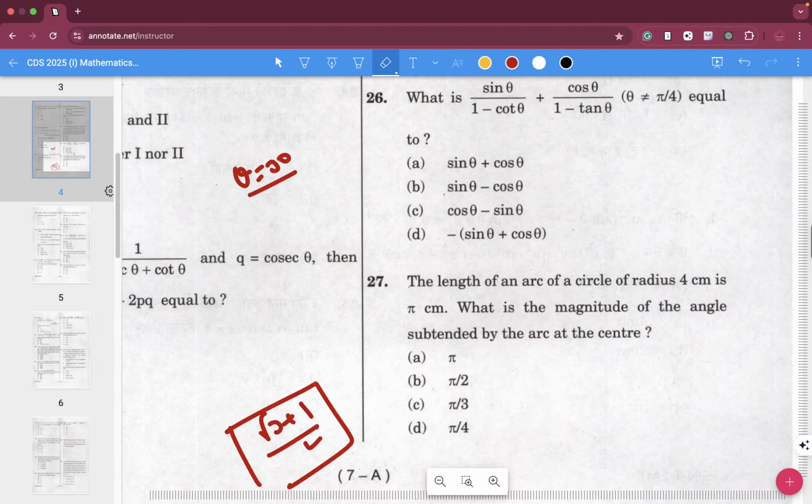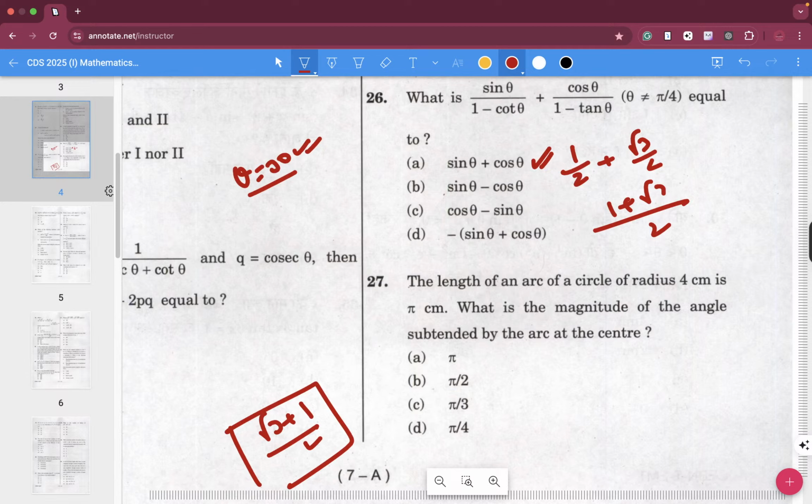So now if you put theta is equal to 30 in the first one, how much do you get? Sine 30 is 1 by 2, cos 30 is root 3 by 2, so 1 plus root 3 by 2, that is root 3 plus 1 by 2. Is that what you have in the answer, folks? Okay, is that what you have in the answer, right?